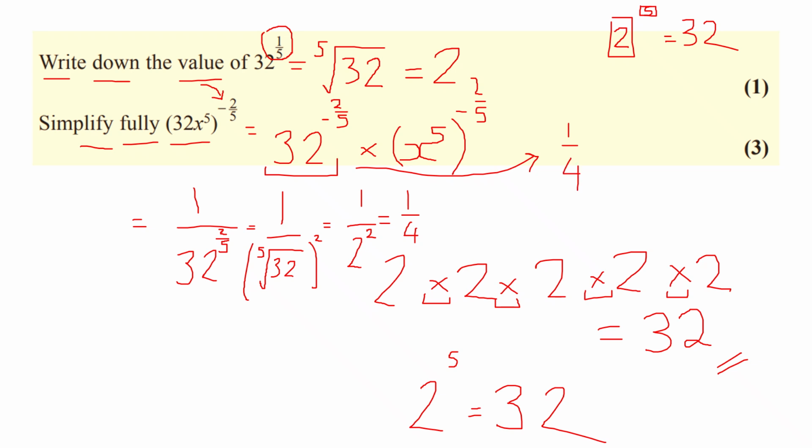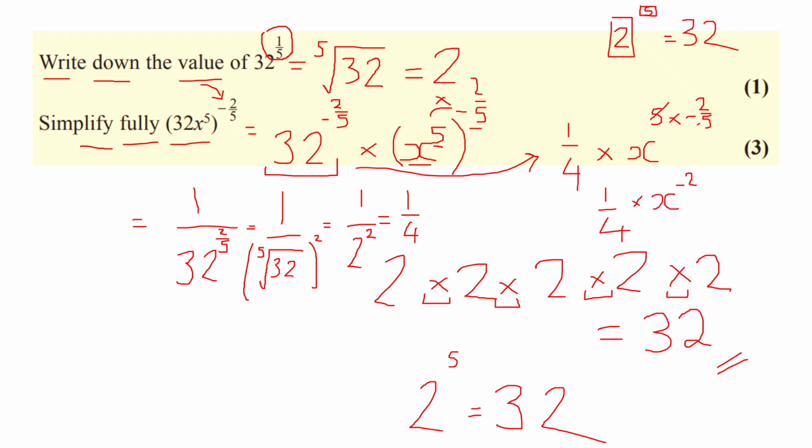What about this next part? x to the power of 5 in brackets to the power of negative 2/5. Well, using my index law from GCSE, when I've got a base raised to a power raised to another power, what do I do? I multiply those powers, those indices, those exponents. So I'm going to have x to the power of 5 multiplied by negative 2/5, which gives you negative 10/5, which simplifies to negative 2.